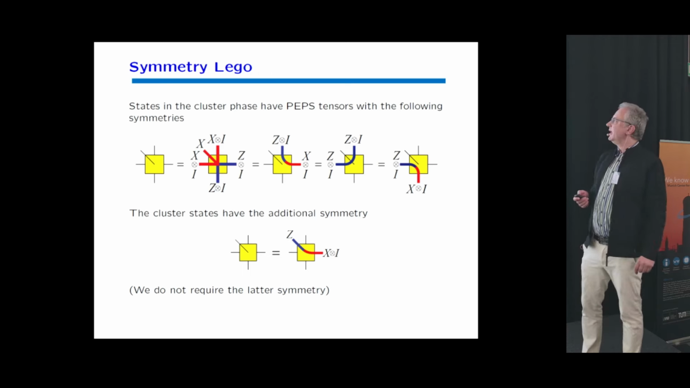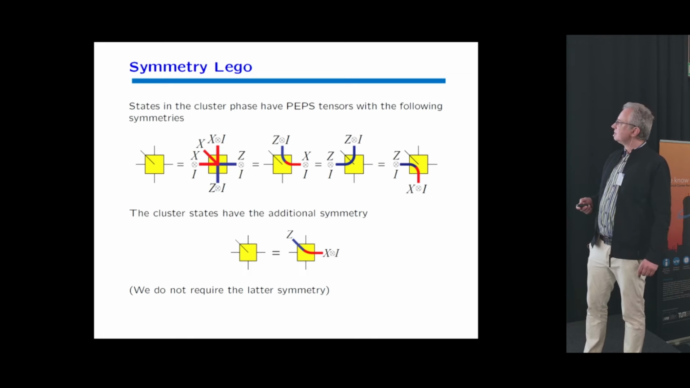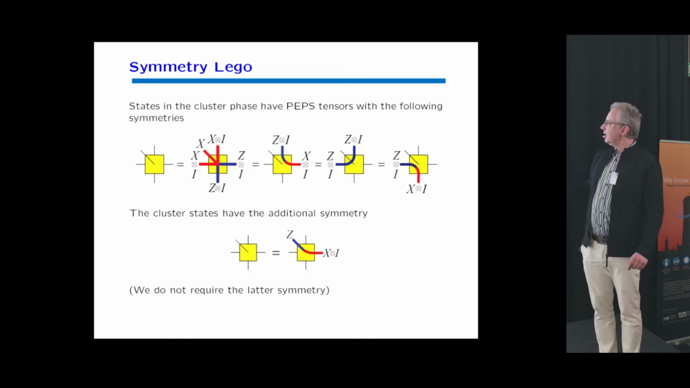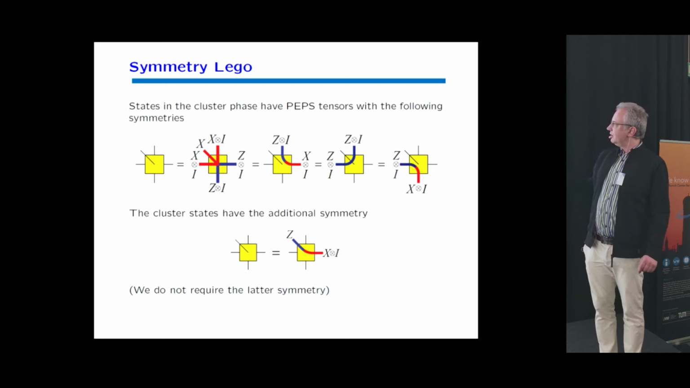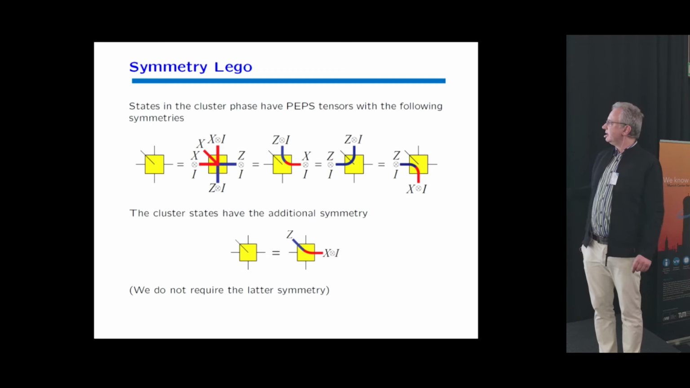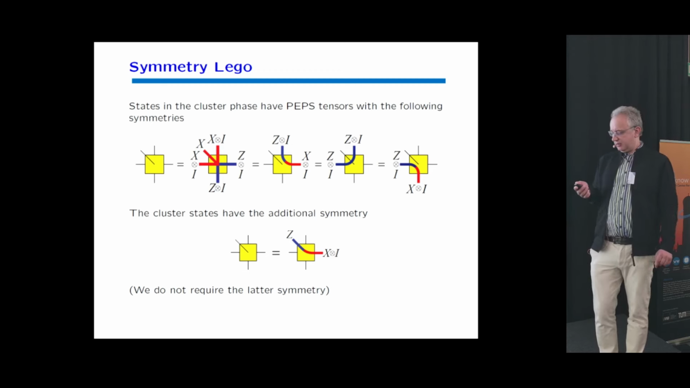And we can show that every state in our phase of interest can be described by tensors that have a certain set of symmetries, a certain group of symmetries, like so. And in fact, if you add one more tensor symmetry to that group, or one more generator, then you get one unique solution, and that's the cluster state. But we don't do that. If we don't do that, we get the entire phase. So this holds in the entire phase.